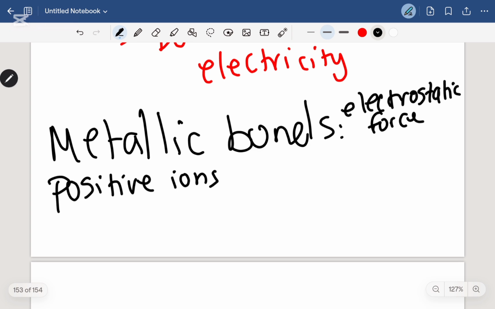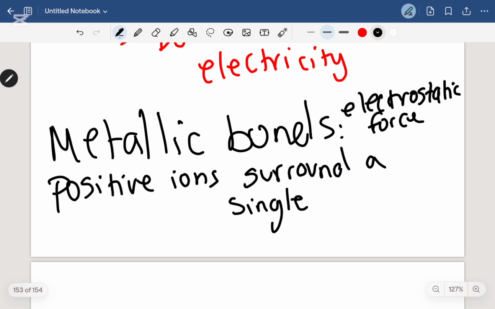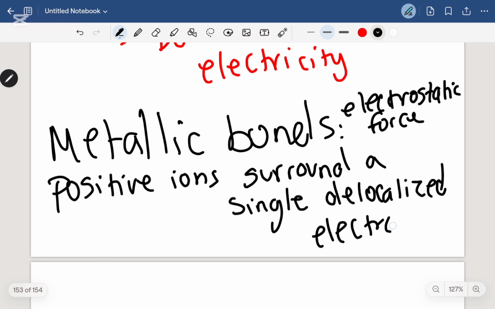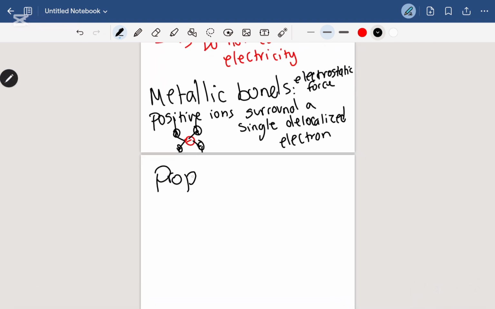Okay, so metallic bonds are electrostatic force. They are positive ions that surround delocalized electrons. So if I was to draw the shape, okay, let's say this is the electron, then it would be something like this. So positive, positive, positive, positive, and then these are the forces of attraction, and then you have forces of repulsion.